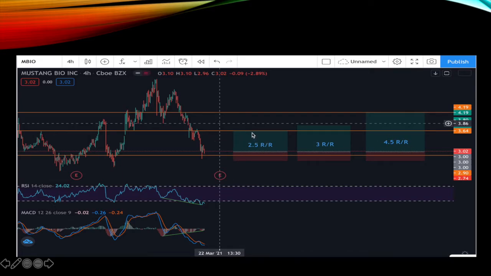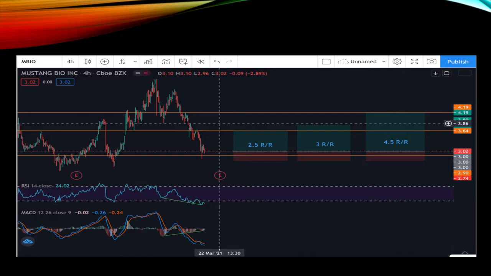I did a 2.5 target, so I'd aim for this resistance. I would aim just right here where it has hit in the past, which looks to be not a strong support or resistance, but it's still there. And then I targeted the main resistance. So what I would do is look at the risk and reward. If the risk and reward isn't at least 3 or more, I wouldn't take it.